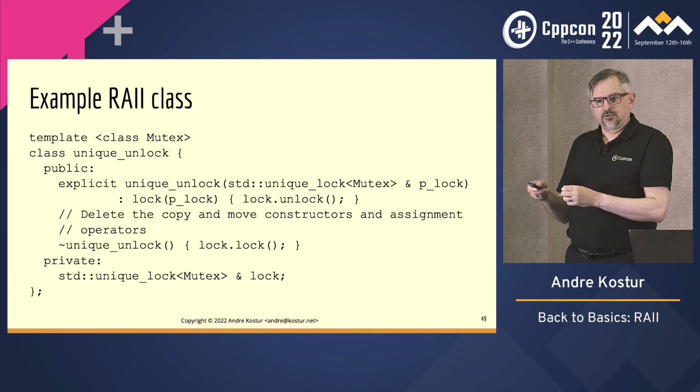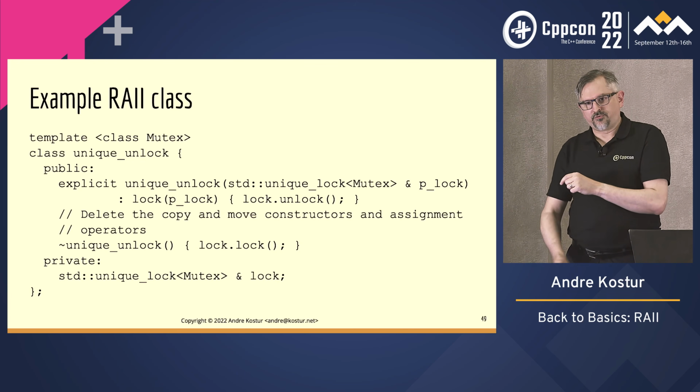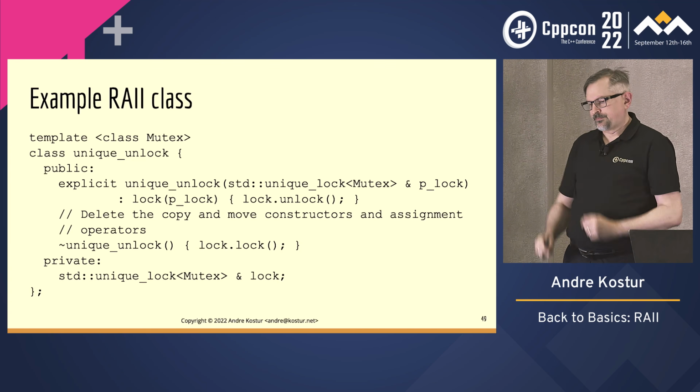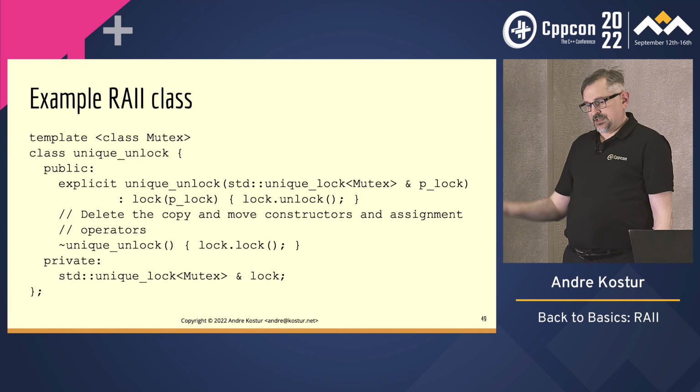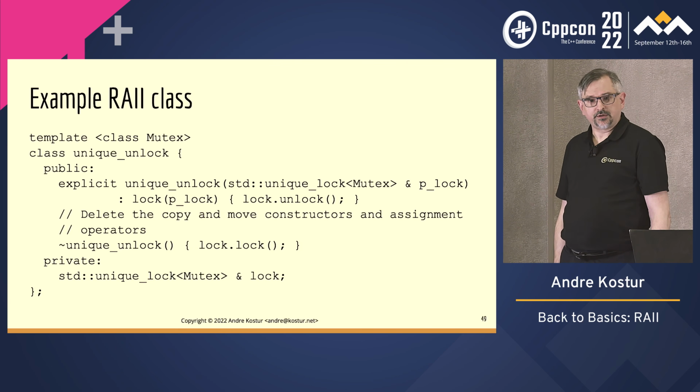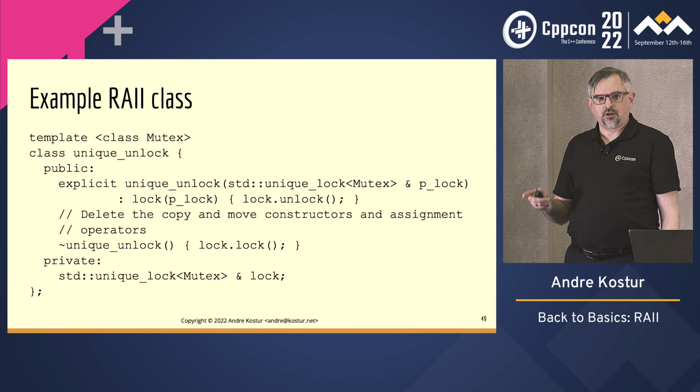I do my work, but I want to make sure that I'm locked again before I come back and look at the queue. So in this case, I have a unique unlock. I've templated on whatever mutex type we want to put in there. I have my explicit constructor that takes a std::unique_lock of that mutex, so that way I can guarantee I'm being handed a locked mutex. Store the reference, because I have the unique lock as a reference member variable. And during my constructor, I unlock the mutex.